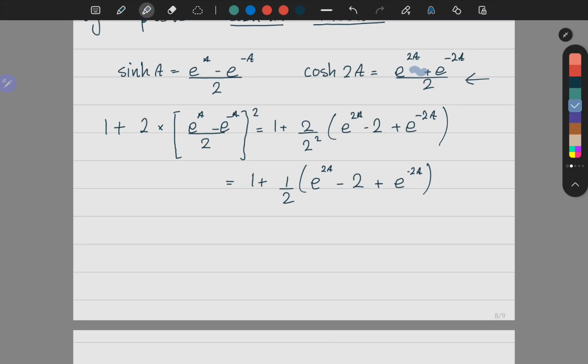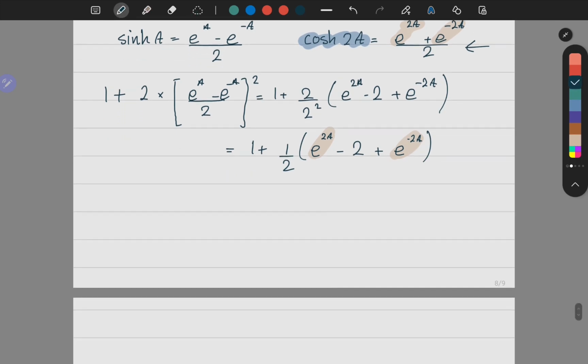Now look, we're trying to get here, right? And there is this e to the power 2a, e to the power minus 2a. We already have e to the power 2a and e to the power minus 2a. Let me first just group all of this together just so I have something going on, right? So e to the power 2a plus e to the power minus 2a over 2.